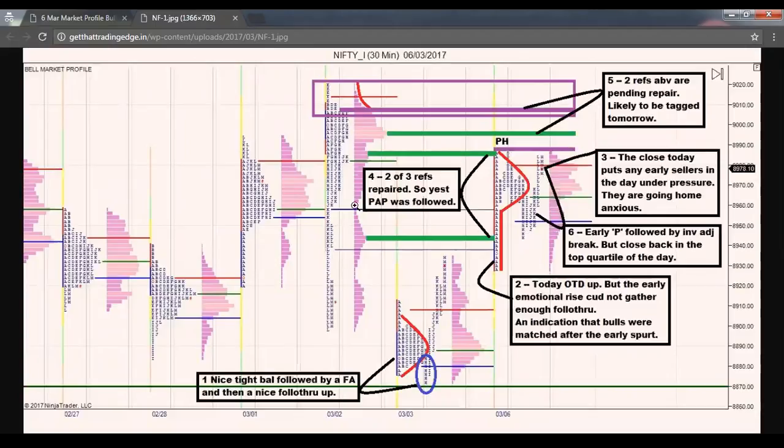Yesterday we marked a few references, this one here and this one here and this. These were all HVNs from yesterday, and yesterday we had a nice tight balance going on in the early half of the day. Then we tried to break down here, but immediately went back into the balance. So that was a potential failed option yesterday, and it turned out to be a real failed option because we got a nice follow through to that initial failed option.